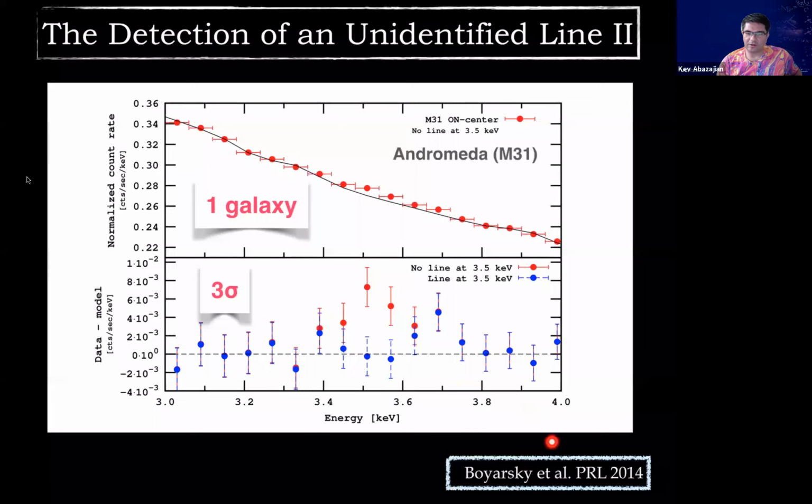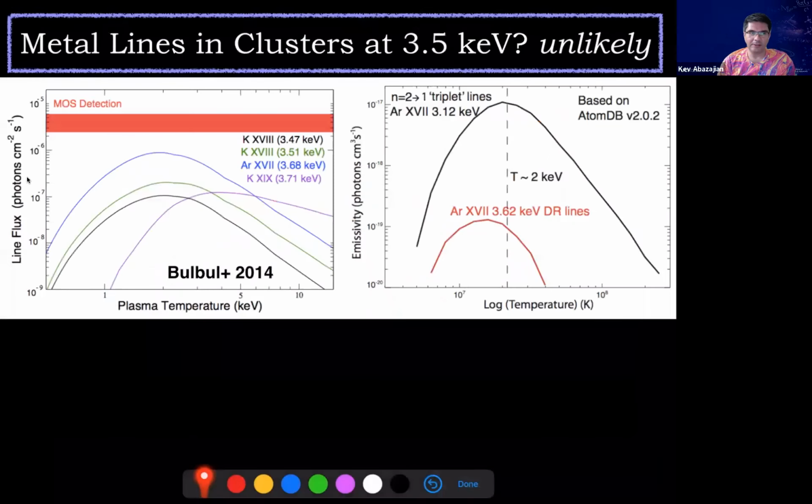Simultaneously, a group working with XMM-Newton data saw the 3.5 keV line in Andromeda observations with XMM-Newton, and also Perseus observations with XMM-Newton. The 2 teams apparently discussed that they had evidence for a line, but didn't tell each other the position, and so they independently found the results.